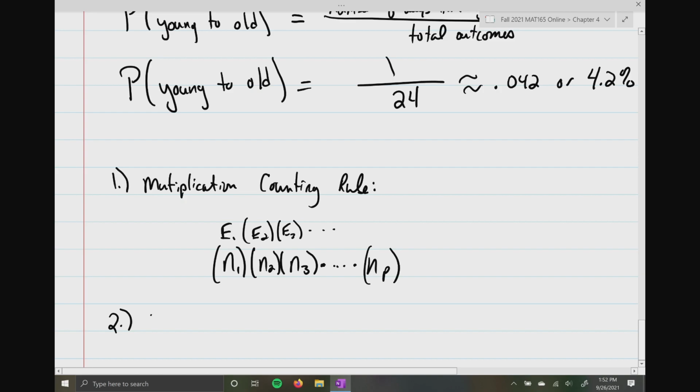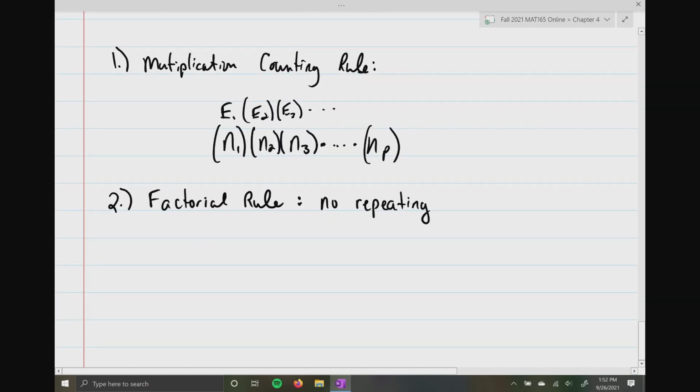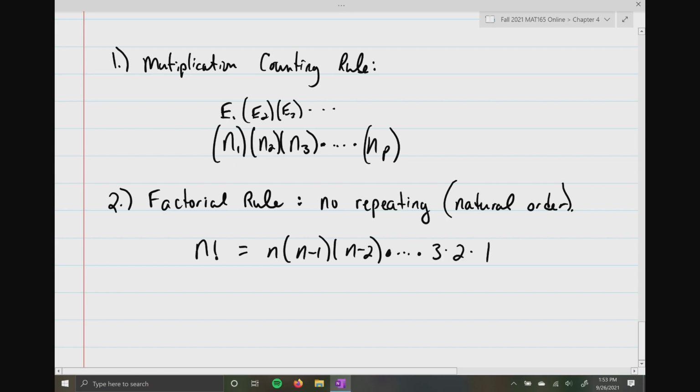Then the second way we learned is this factorial rule. And what really made this special is there was no repeating in it. For example, if we were to pick this travel itinerary, once you visit one state or one company, you don't go back to it. So there is a natural order to this. All right, so this would be n factorial, which is n times n minus 1 times n minus 2, and you just keep doing this until you get down to 3 times 2 times 1.